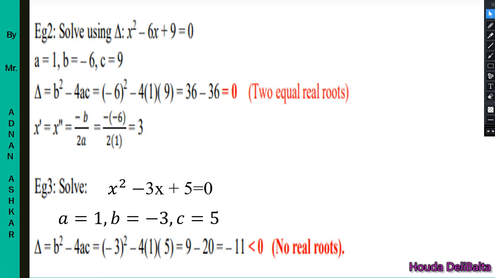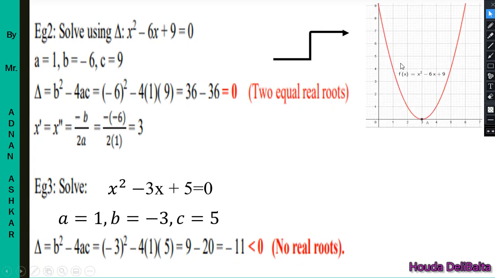Let's see things graphically. Here is the curve referring to this equation, f of x equals x squared minus 6x plus 9. Notice that only one root, only one root whose abscissa is 3. That means that x prime equals x double prime, which is 3. Notice there are no two roots as in the previous graph.